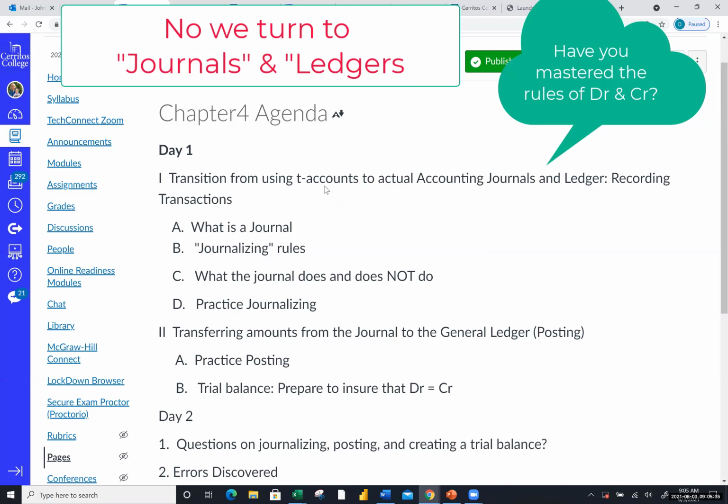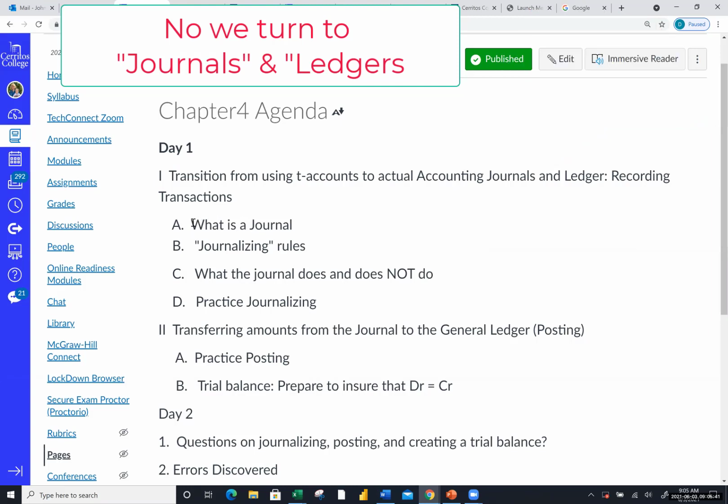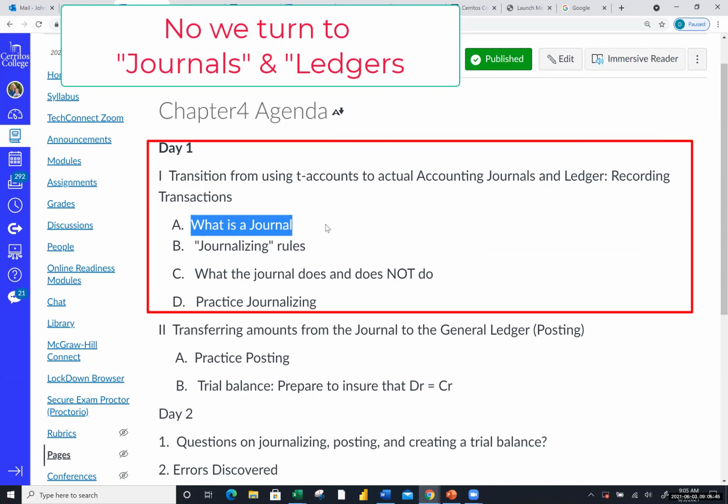So today, we're going to talk about that transition from using T accounts to using journals and ledgers. We're first going to start off by talking about what is a journal? What is it? What do we need it for? And what does it do for us? We'll go through some journalizing rules. And then we'll talk about the fact that the journal is great for keeping an economic diary of what happens to a company. But there's one thing the journal doesn't do, and that's that it does not track balances.